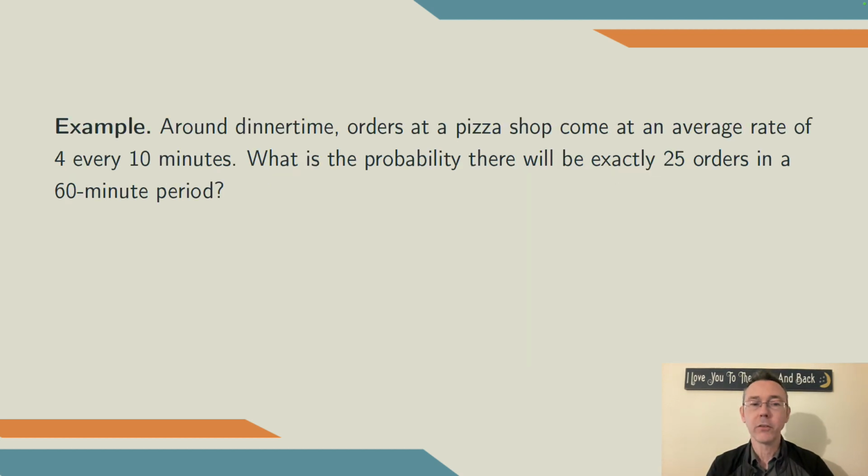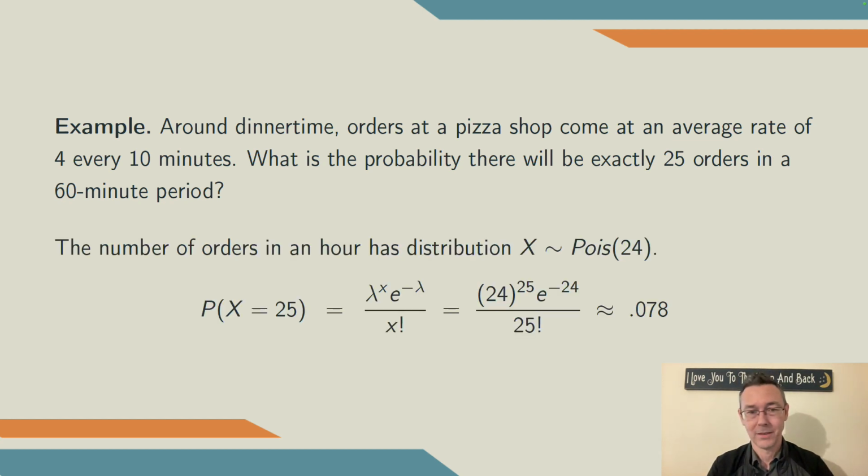Going back to that pizza place example where we have an average of 4 orders every 10 minutes, let's try and find the probability that there will be exactly 25 orders in a 60-minute period. So this is a good place to pause the video, try this on your own before seeing my solution.